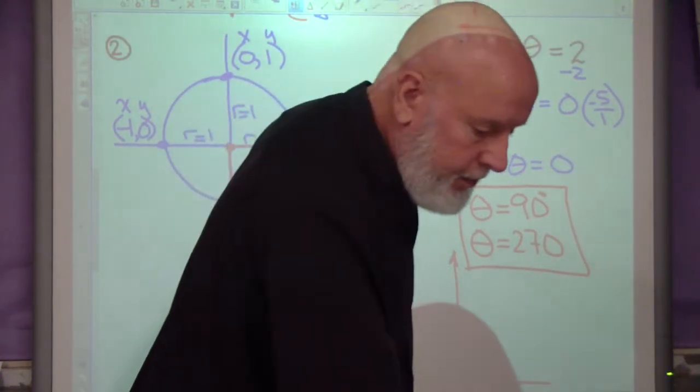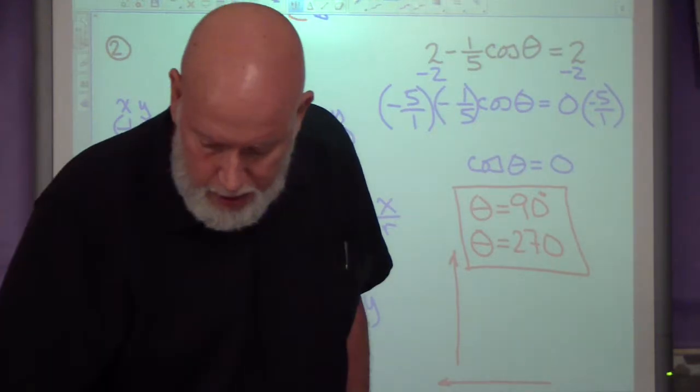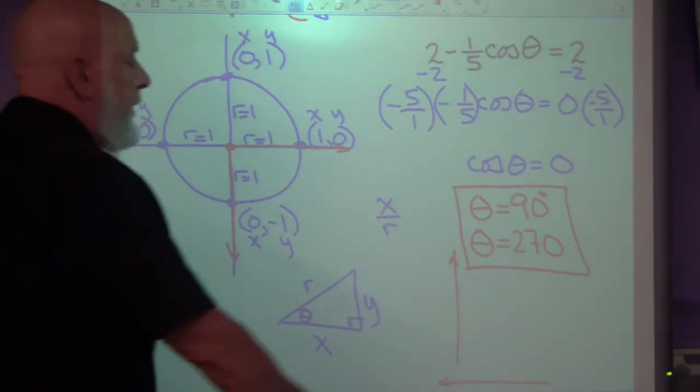And let's see. Looking at the wrong answer sheet. 90 and 270 degrees. Yay! I left off my degree symbol.